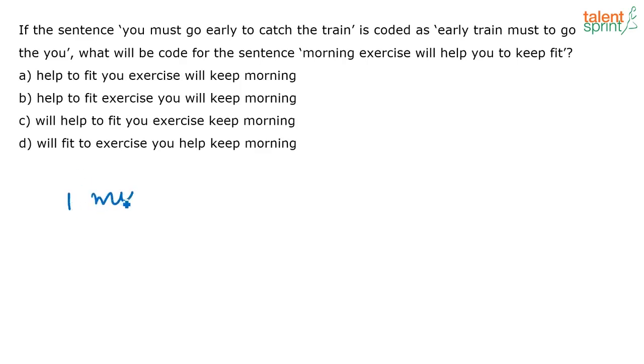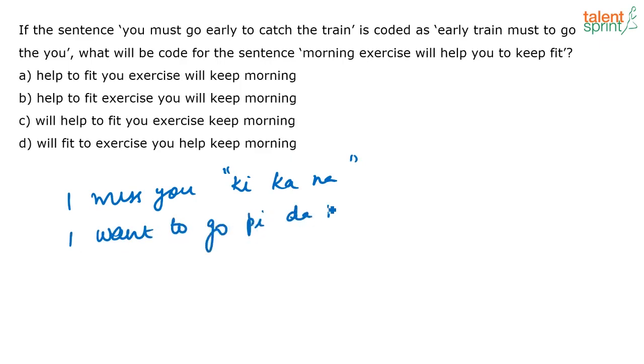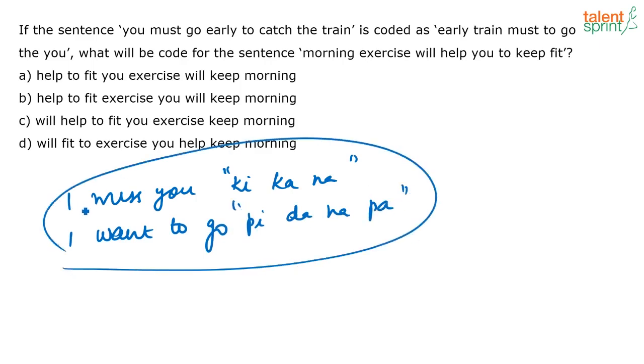Let's say I miss you is written as ki, ka, na, something like this. In a certain language I miss you is written like this, or questions of this sort. I want to go is written as P, da, na, pa, some codes like this. So this is generally the type of question that comes in language coding. But here what do we do? For each word there is a respective code that is being used, correct? For each word one code is used.